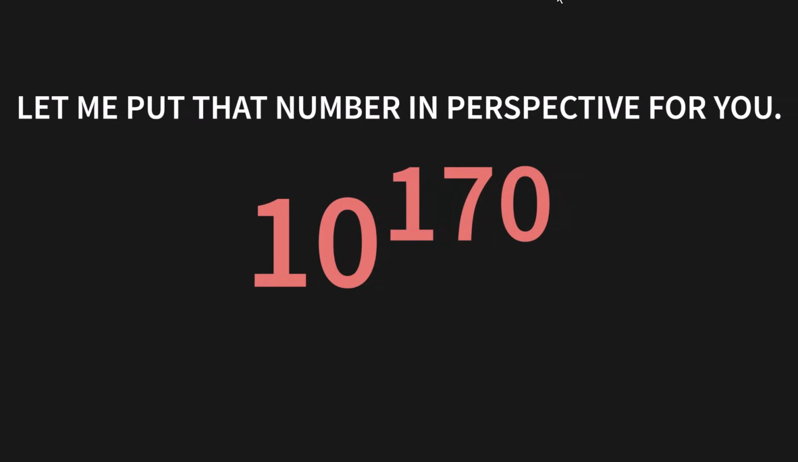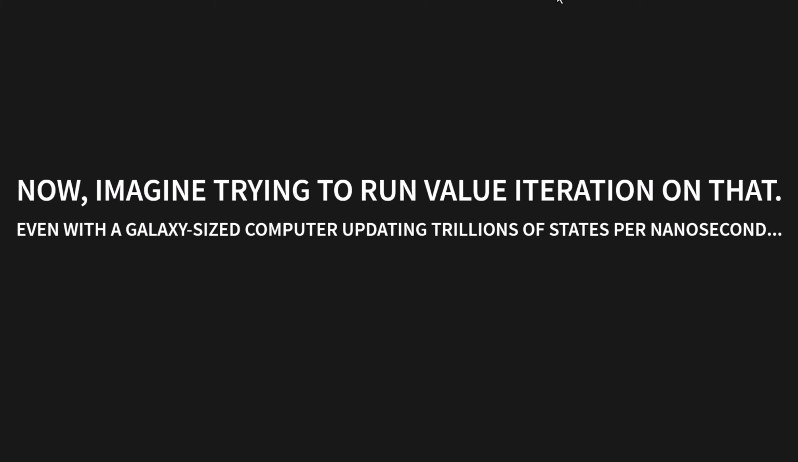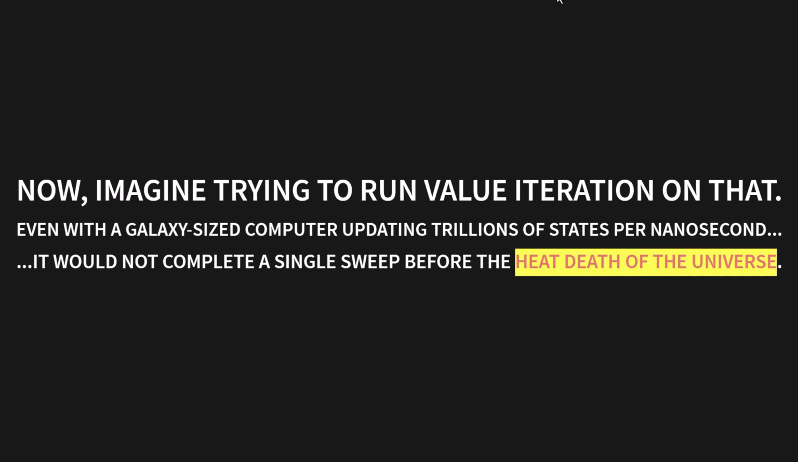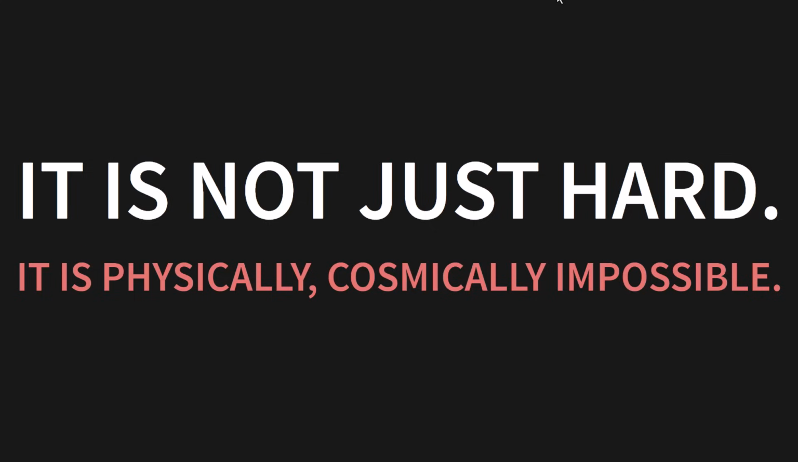Let me try to put that number in perspective for you. 10 to the 170th. That is more possible states on a Go board than there are atoms in the known universe. Now imagine trying to run value iteration on that. Imagine a computer trying to do just one single sweep through every one of those states. Even if that computer was the size of a galaxy, and it could update 1 trillion states every nanosecond, it would not complete a single sweep before the heat death of the universe. It's not just hard. It is physically, cosmically impossible.